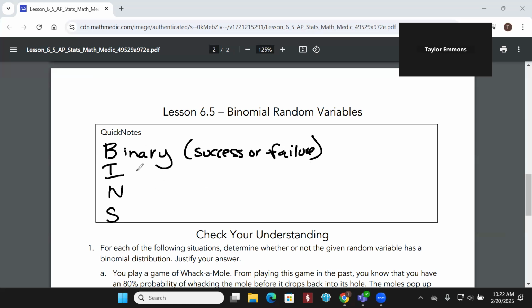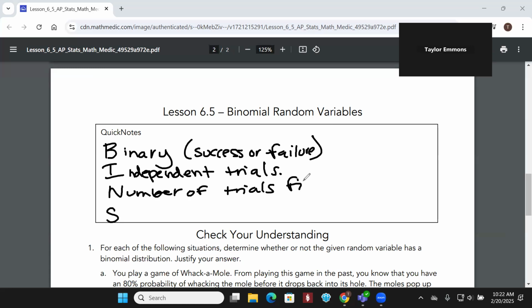I is going to stand for independent trials. So the trial before has nothing to do with the next one. N is the number of trials is fixed. So for instance, if they have a shootout, then they can't have an indefinite amount of kicks. They could only have a fixed number, which is 5 attempts, right? And S is the same probability of success.